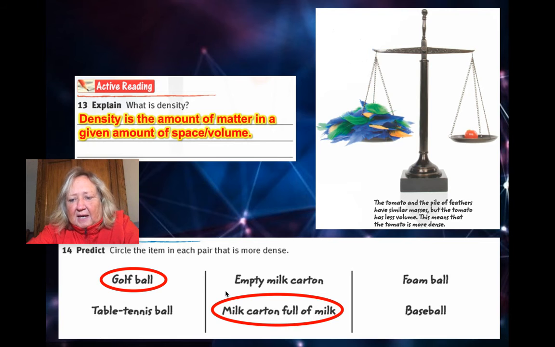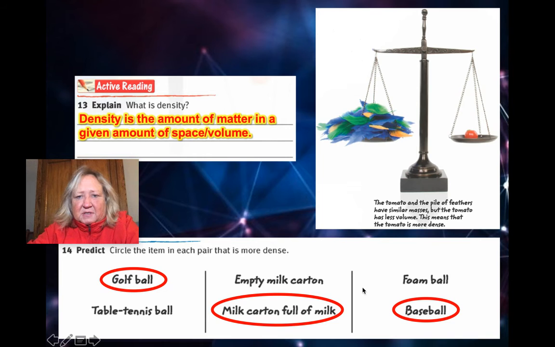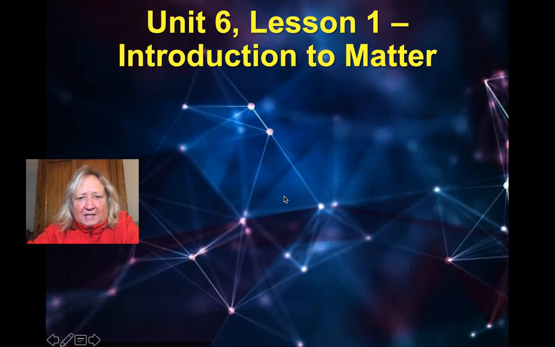Okay. And lastly, we have a foam ball or a baseball. So think of like a Nerf ball or something and a baseball. Which one would have more mass? The baseball, and it is more dense. So those are three great examples.